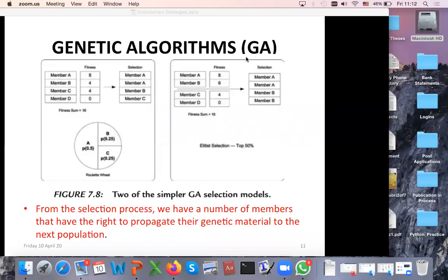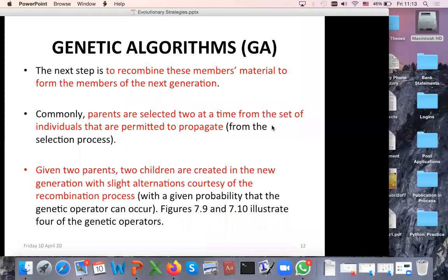So this is the selection process, and with this selection process, we will get these members. In genetic algorithm, these members would be 2, but here we have 4 members. And when we select these members, then in step number 4, we will allow these members to propagate their genetic material to the next population. Now we'll see that last step, step number 4, which is about the recombination of those members.